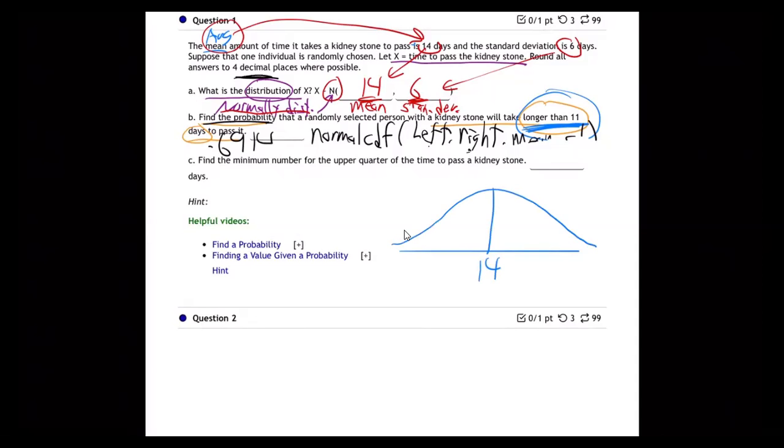So on this one, notice what it says: upper quarter. Upper quarter. What does that mean, guys? Upper quarter. If I said, hey, the upper quarter of our class, they're all going to get A's. I hope so. I hope that's the case. The upper quarter of our class is all going to get A's. What does that mean? What percentage is a quarter?